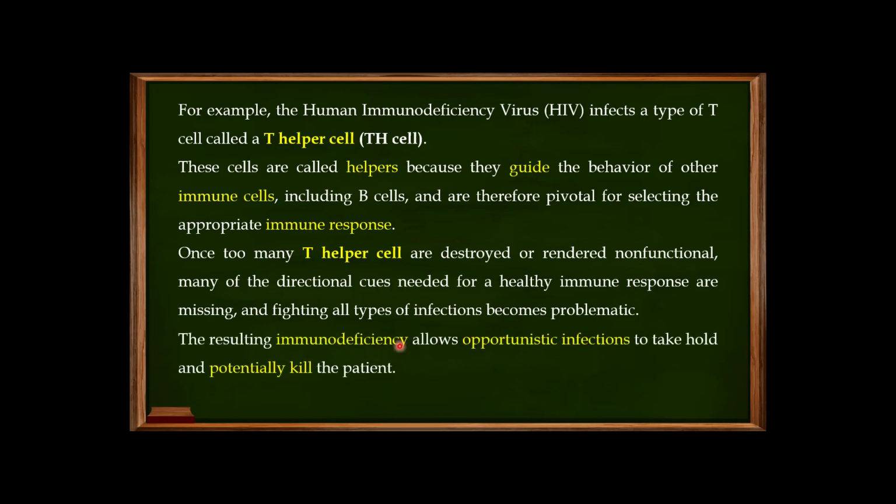Now the resulting immunodeficiency, why I call this immunodeficiency, is because you are going to have a deficiency of the T helper cells. That means they will not be able to guide the B cells what to do. They are not going to activate the B cells. Therefore we say that there is going to be a deficiency of the immune system, and this immunodeficiency allows the opportunistic infections to take hold and potentially kill the patient.